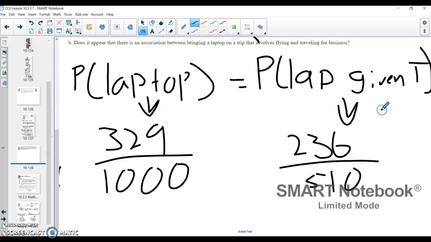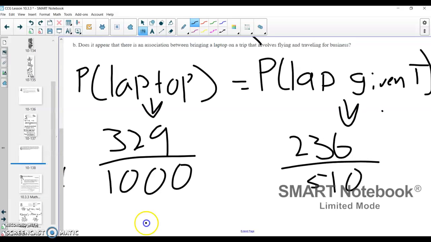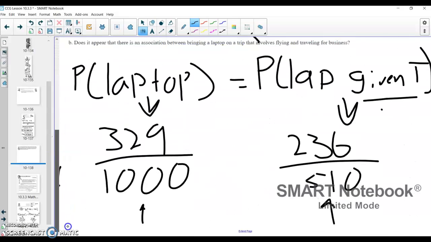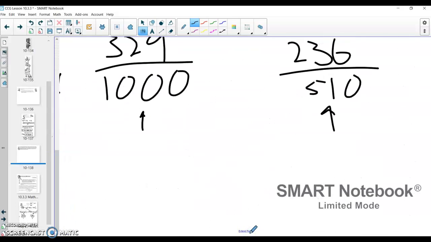The thing on the right here is a little bit different. That's a conditional probability because we're given this idea that they're traveling, that we know they're traveling. So it cuts down our sample space. You can see our sample space for this one is 1,000, and our sample space for this one's only 510. The reason that it switched down to 510 was because we were given the information about them traveling. That also switched because we know that they have a laptop and that they're traveling for business, so we only use the 236. We don't use the 329 because we're not including the people not traveling. I just wanted to clear that up because I know that idea can be confusing.